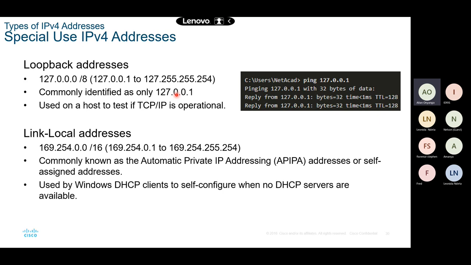But the most common one is 127.0.0.1. And this is normally used to test if the host device or end device is properly configured with the TCP/IP protocol. That means the IP addresses are well configured. So pinging this IP is like the device pinging itself, because pinging this IP does not ping any other device in the world.